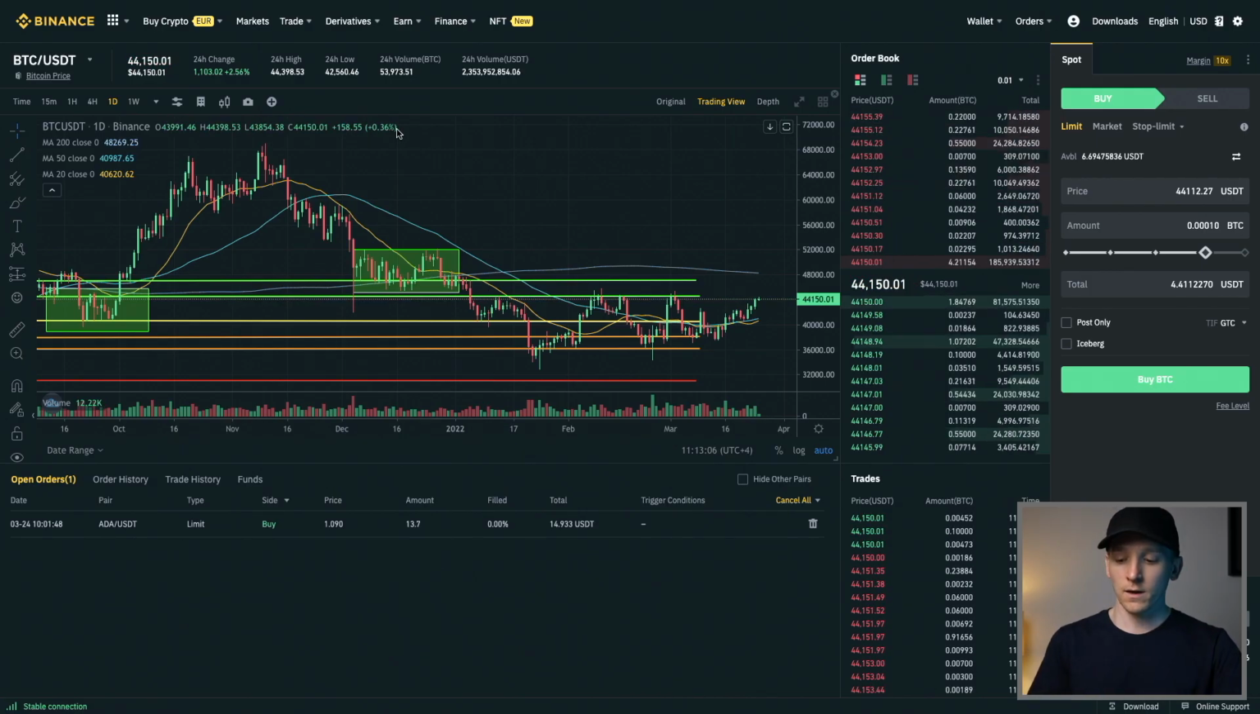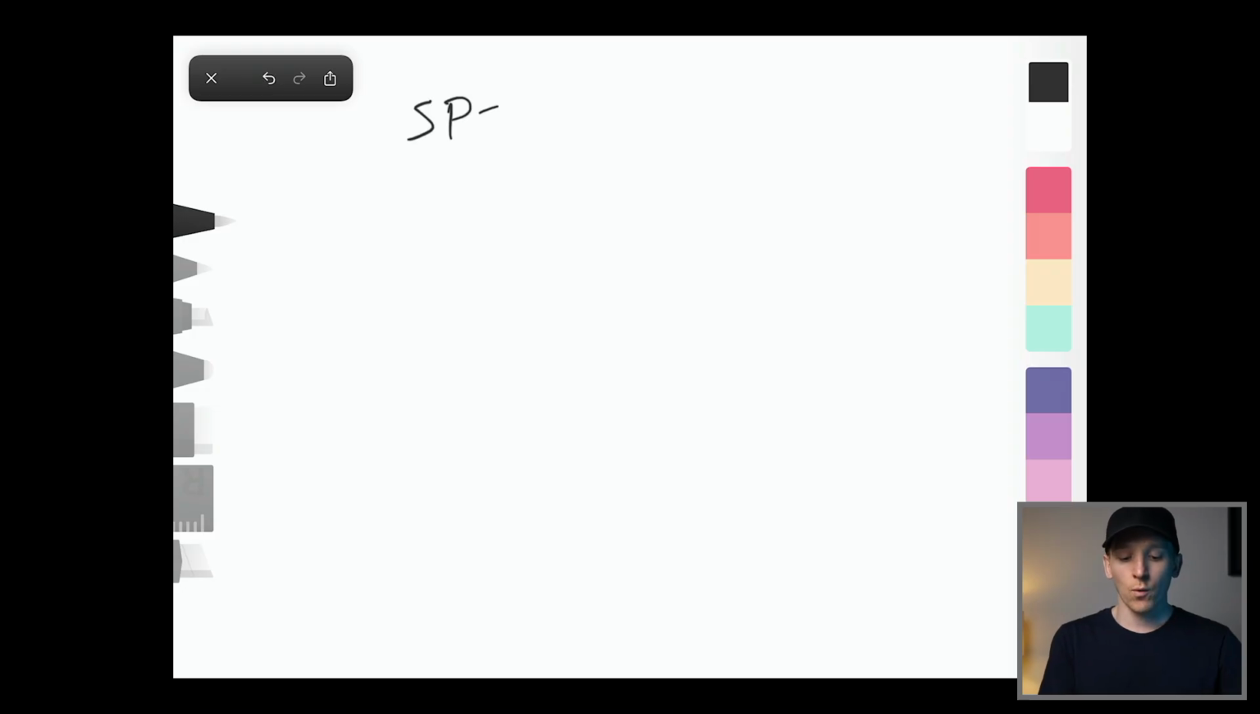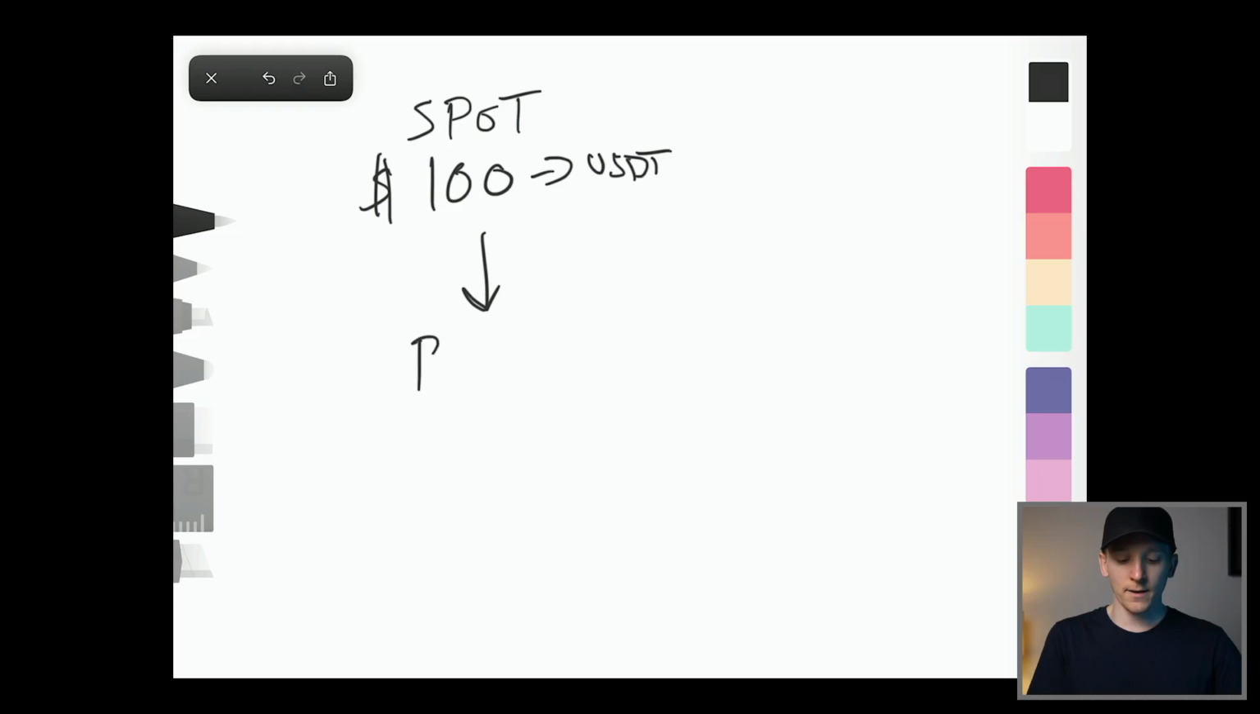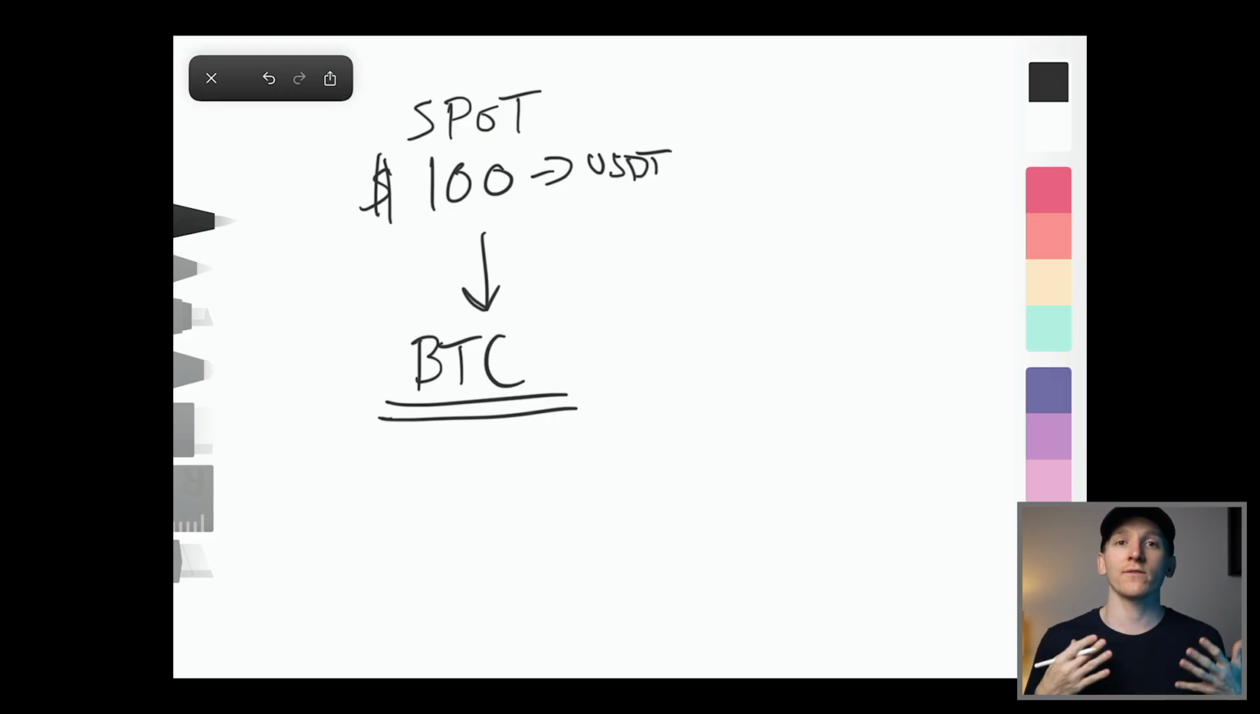Now a spot market means basically you use money to buy something. So very simply you take dollars, and then you put that into a stable coin like USDT, and then you go ahead and buy a cryptocurrency like Bitcoin. You buy and own that cryptocurrency. You can withdraw it into a separate wallet, and that is yours.